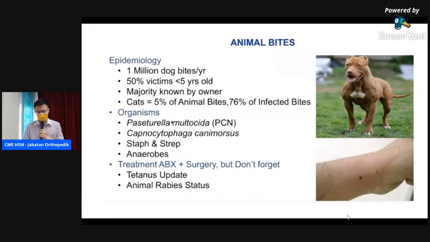The organism involved in these animal bites, especially cat bites, is Pasteurella. This is a very commonly asked question. Some other organisms are less common, but Staph aureus is still the most common. Don't forget Staph aureus. For animal bites, there are extra concerns about tetanus and also rabies status. Yes, these are much more important things to think about when we are dealing with animal bites.